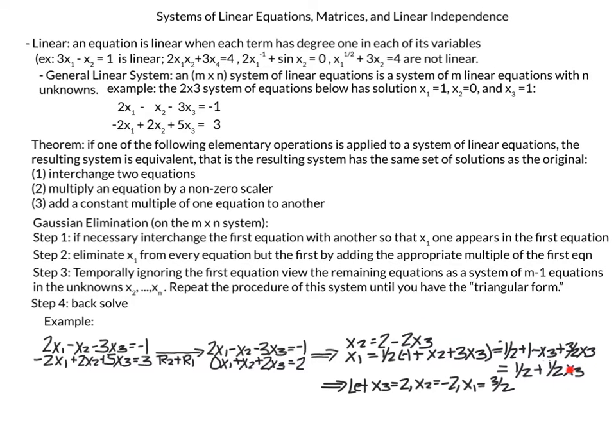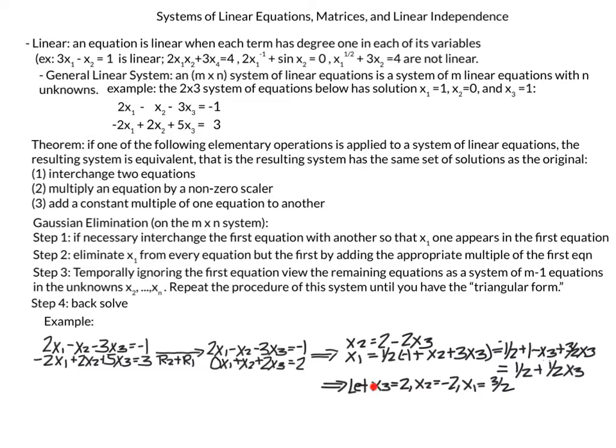We can allow it to be anything. And in general, it's good to choose a small number. In fact, you can choose 0. That would have been a very nice number to choose, because then x3 is equal to 0, x1 is equal to 1/2, and x2 is equal to 2. And you can check that solution in here.